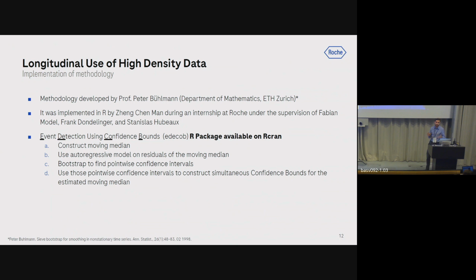Staying very high level in mathematics because I don't have the time to really jump into the fun, the idea is that you construct your smooth curve using a moving median. Then you apply an autoregressive model on the residuals of your moving median. And then you bootstrap the residuals of your autoregressive model. By doing this, you find pointwise confidence intervals. And then thanks to these pointwise confidence intervals, you can construct the simultaneous confidence bands. All the methodology is explained in the EDCOB package. I'm also happy to take questions, but that's a very high level of how we construct it.